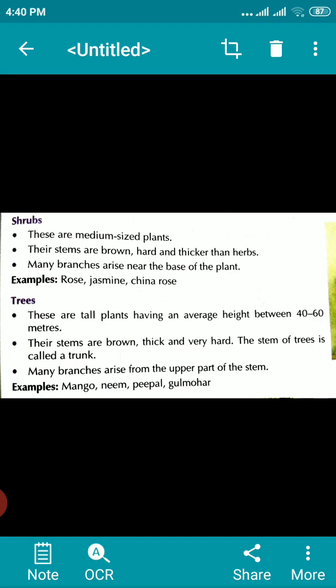These are the shrubs. Now, another category is trees. They are tall plants having an average height between 40 to 60 meters. Their stems are brown, thick and very hard. The stem of trees is called a trunk. The many branches arise from the upper part of the stem. So they are called trees. So some plants are very tall and have hard and thick stems. Such plants are called trees.